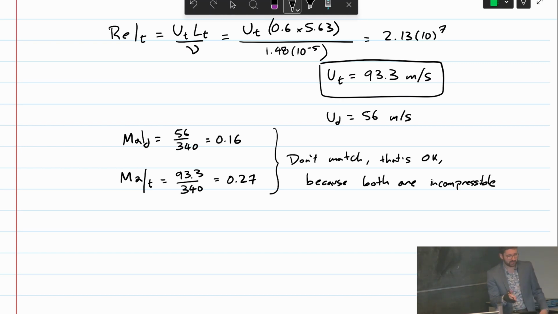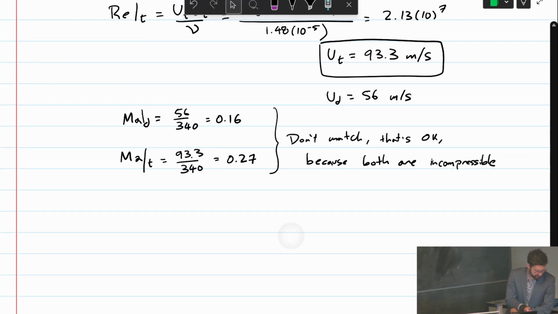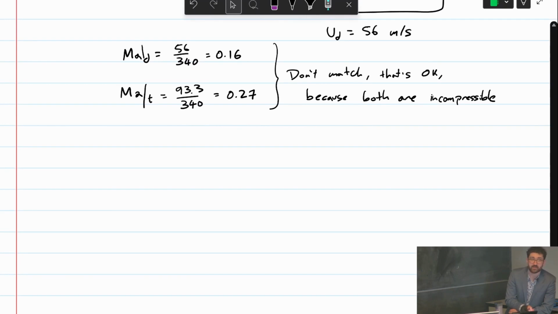Granted, the 0.27 is starting to push it with the incompressibility assumption, but I gave you 0.3, so you can assume 0.3 in this class. So we can neglect compressibility effects. That means any differences in these numbers below 0.3 won't greatly affect our dimensionless performance parameters. Okay, any questions on this example?